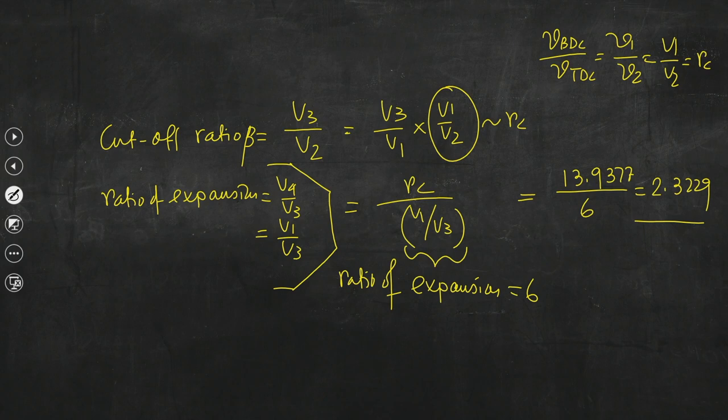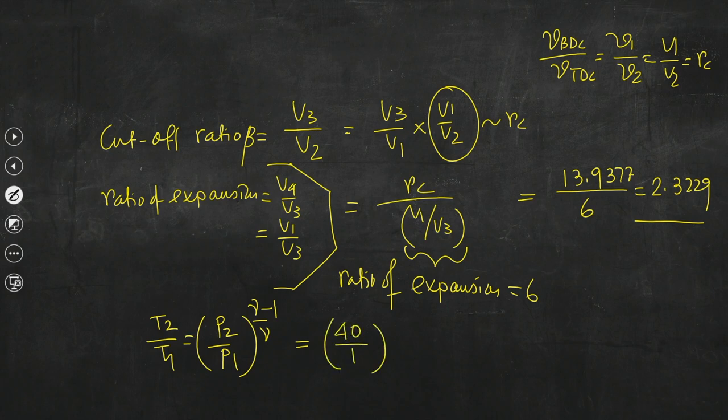Okay. Now, the next stage is T2, because we know T1. So, T2 by T1 equal to P2 by P1 power gamma minus 1 upon gamma. So, this is 40 divided by 1 power 0.286, and it is coming as 2.872. From there, we can write T2 equal to T1 into this.